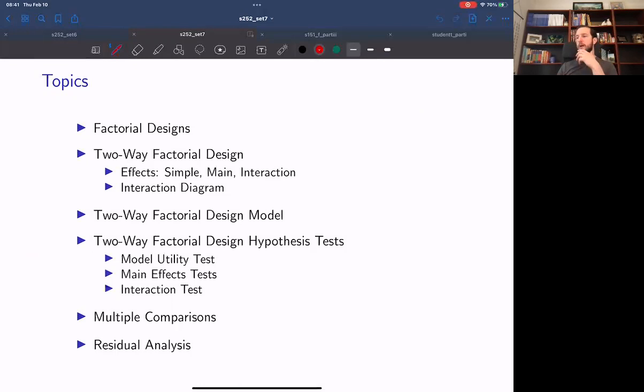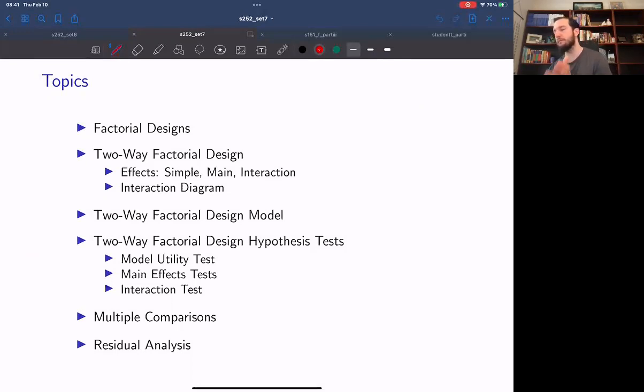After we go through the interaction diagram portion, we'll then look at the statistical model for the two-way ANOVA. Then we'll go through the usual, familiar style of testing. We'll talk about the associated hypotheses. We'll look at what's called a two-way ANOVA table. We'll discuss the different tests that fall out of the two-way ANOVA table. Then we'll discuss multiple comparison, and we'll talk about residual analysis.